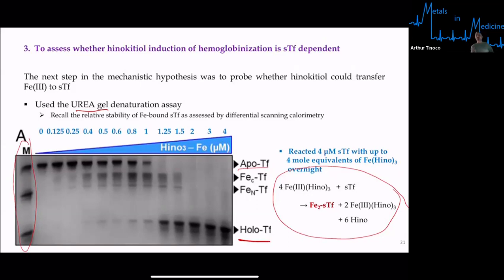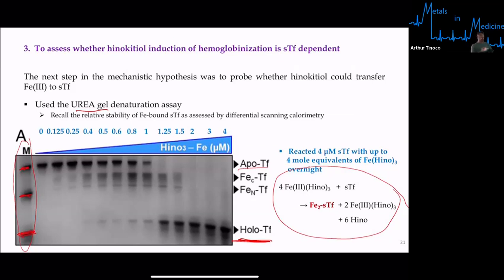So we see the very same phenomena here via the urea gel as we did with differential scanning calorimetry, where the further you move down this gel, the more stable you are, and the iron-bound transferrin actually moves further down relative to APO, and even relative to iron that's bound at one site of the protein.